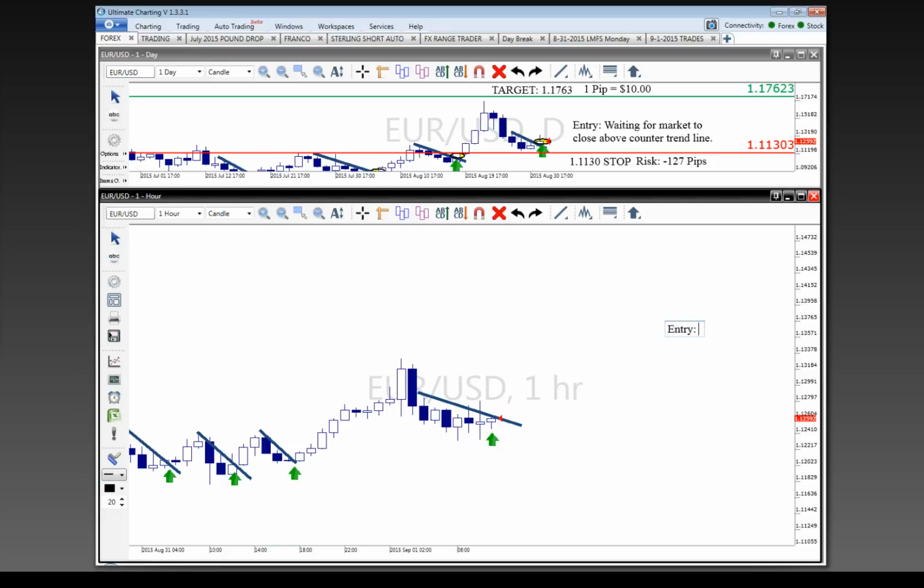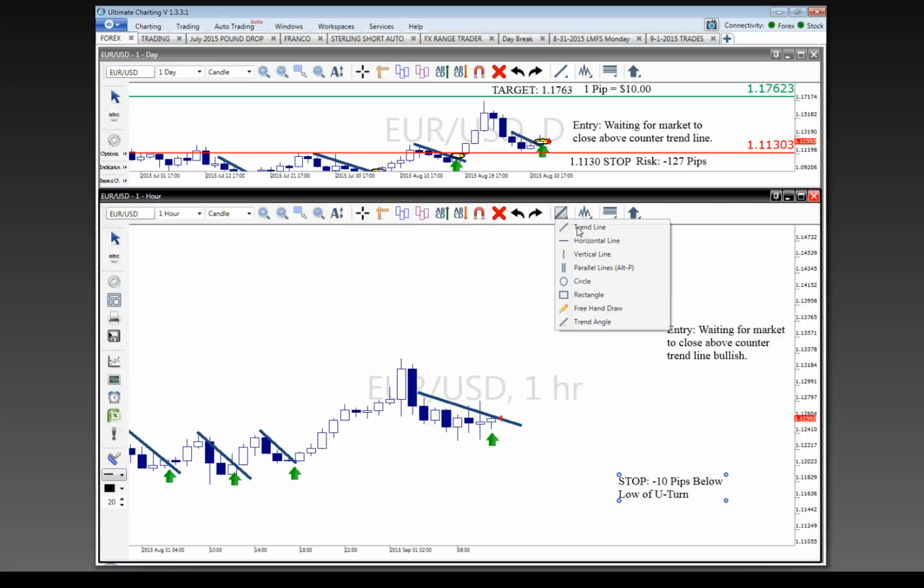Entry. Waiting for market to close above counter trend line, bullish. Stop, 10 pips below low of U-turn. Okay, so what does that look like? Well, looks like this. If the market closes above the counter trend line, buy the market.